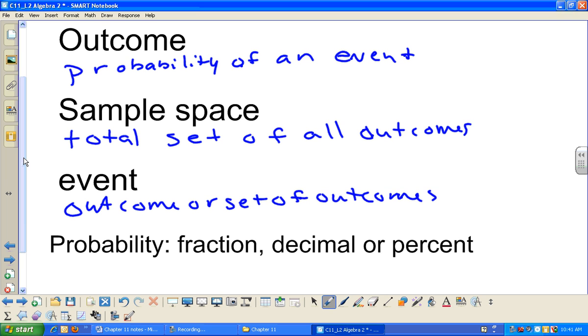When we're talking about probability, we can either have it as a fraction, decimal, or percent. If I had 100%, as a decimal, that would just be 1. And as a fraction, that'd be 1 over 1. So there's 3 different ways that we can represent probability.